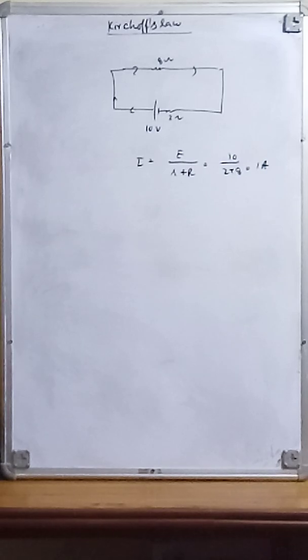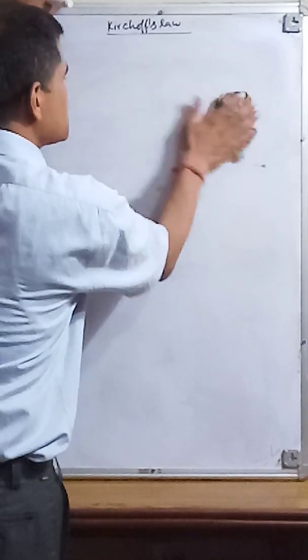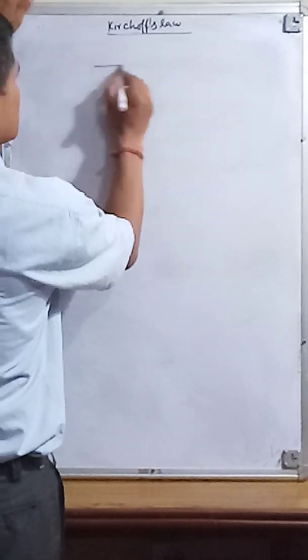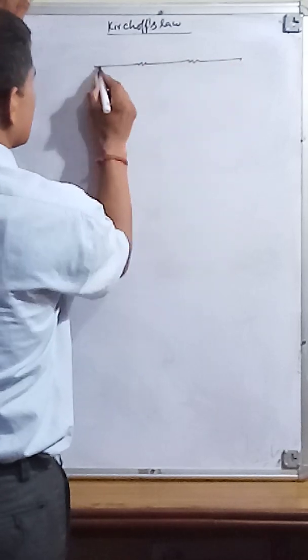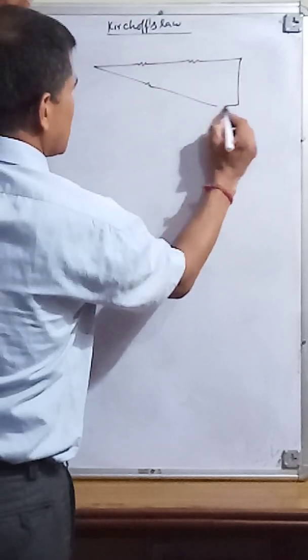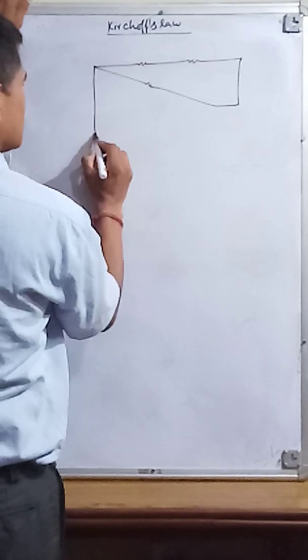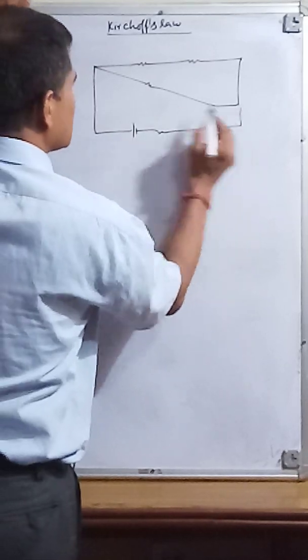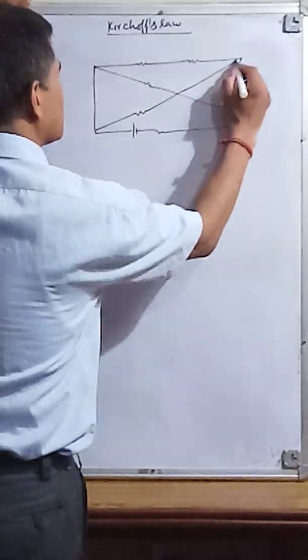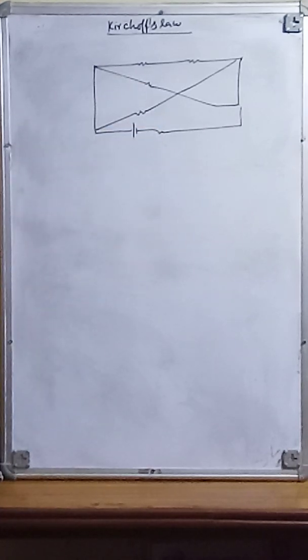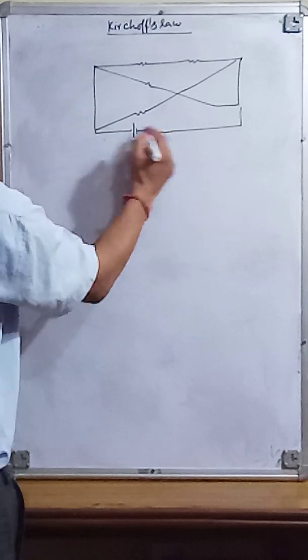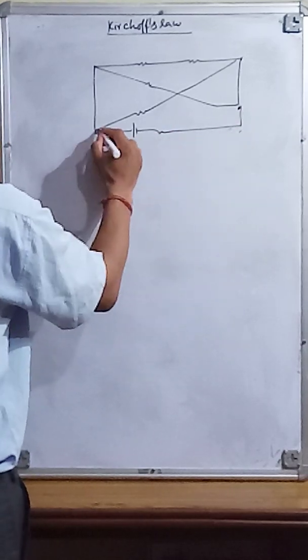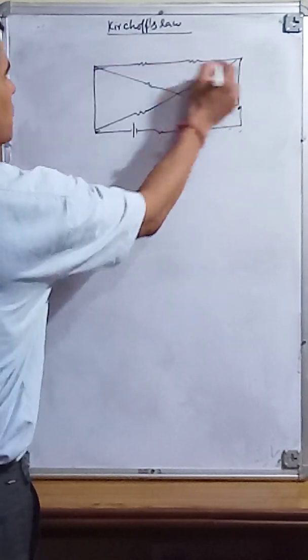But if we have a complicated circuit like this, which we cannot reduce to a single circuit, then we have to apply Kirchhoff's law. We want the current in this branch, from this to this, and from this to this to this. So we cannot reduce it to a single circuit, and we have to apply Kirchhoff's law.